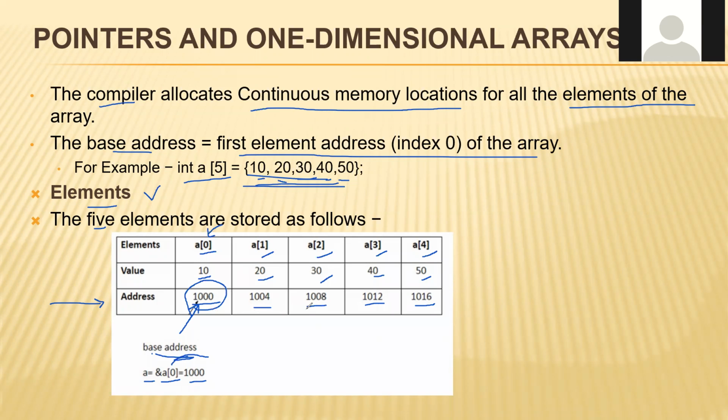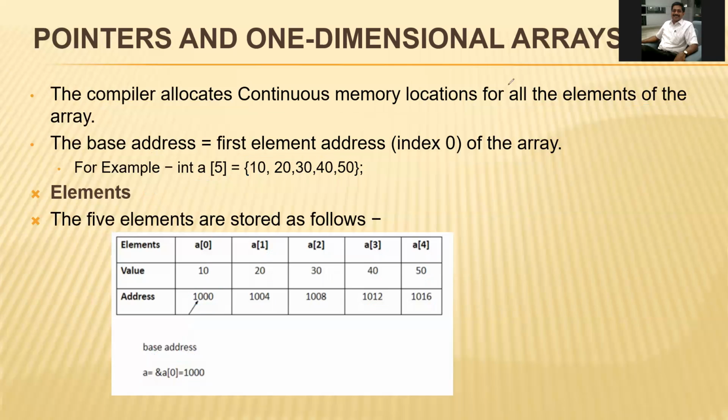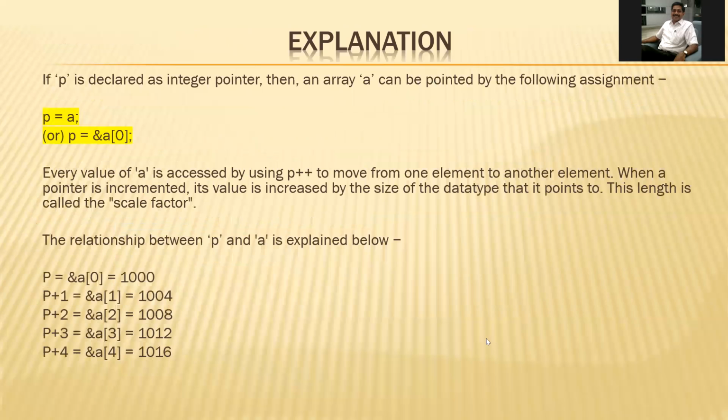1000 is a base address, and every address has 4 memory locations. So 4 bytes will be required to store these elements, that is the value of each element 10, 20, 30, 40, and 50. So this is a one-dimensional array with the pointers. What is the explanation of this one?